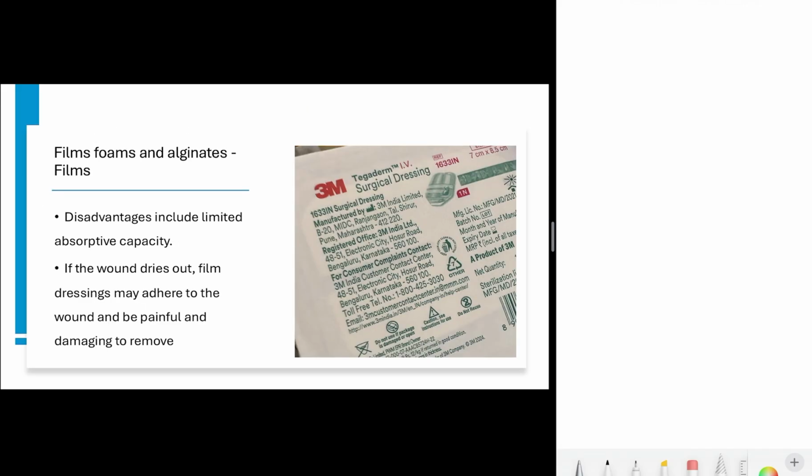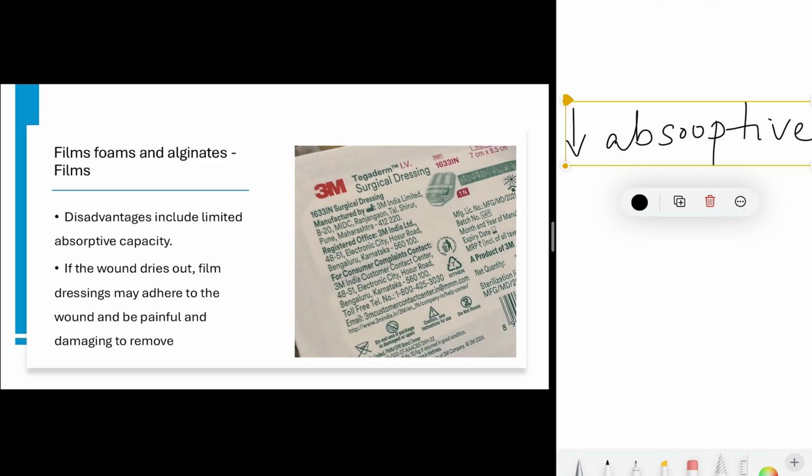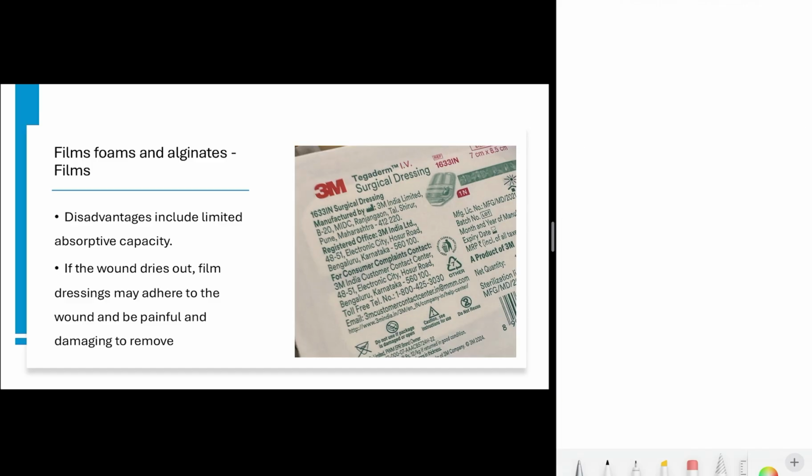So what are some of the disadvantages? The disadvantages include less absorptive capacity. If the wound dries out, the film dressings may adhere to the wound, and removing it may be painful for the patient and it may damage the epithelialization which might have already happened.